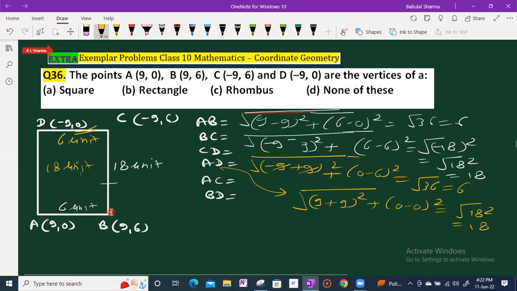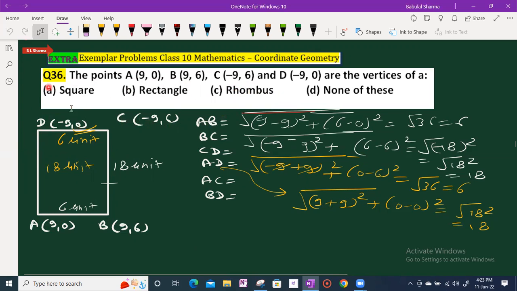This way we see that AB is 6 units, CD is 6 units, BC is 18 units and AD is also 18 units. It means the opposite sides of this quadrilateral are equal. When opposite sides are equal, it is a parallelogram. If we call it a rectangle... it is definitely not a rhombus, yes.